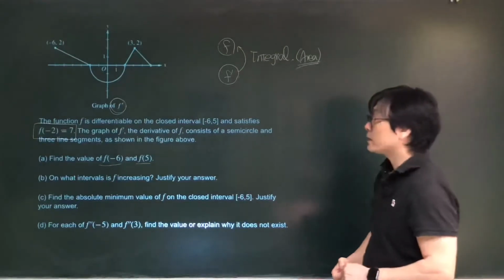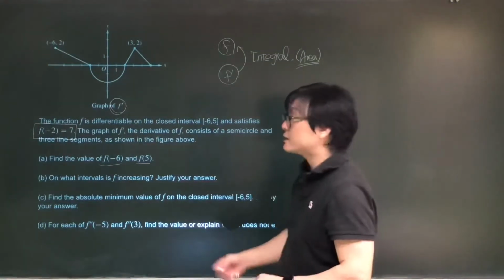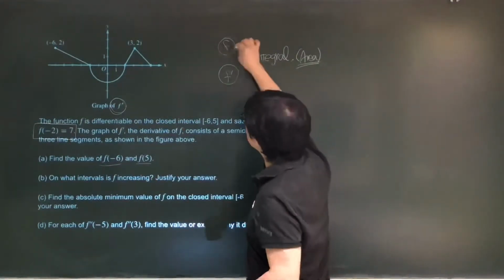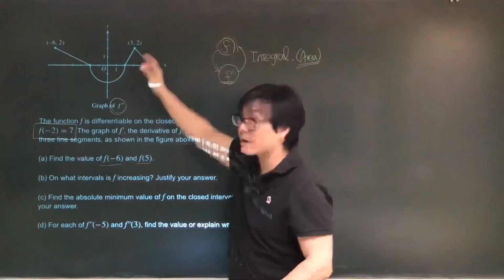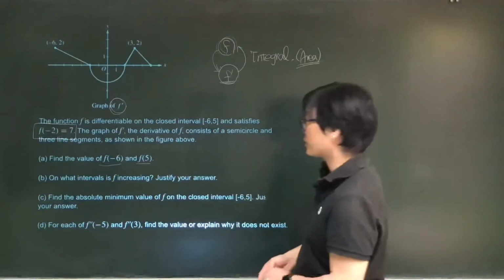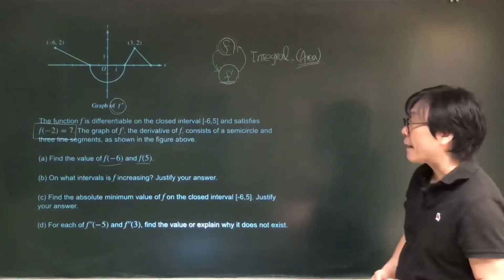B, on what interval is f increasing? To find where f is increasing, we need to check the sign of f prime. We have a graph of f prime, so that will be easy. Okay. C, find the absolute minimum.